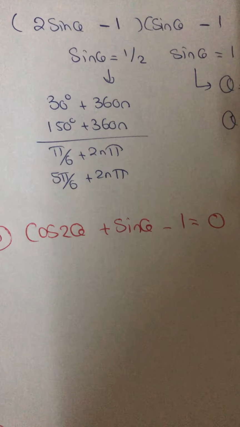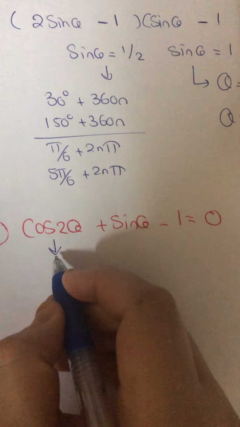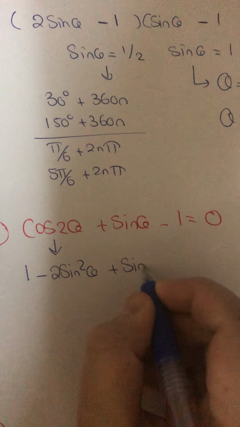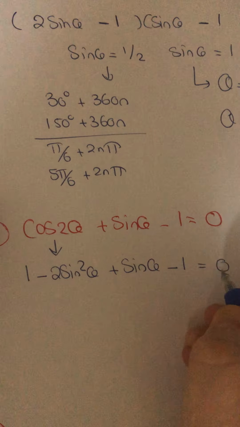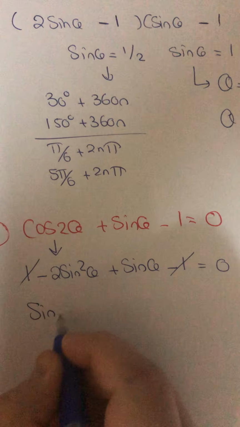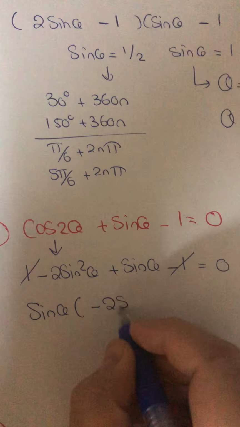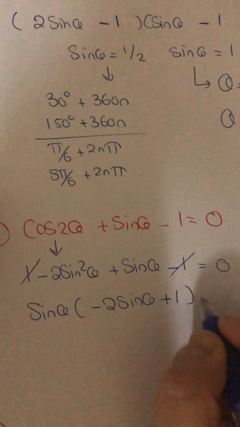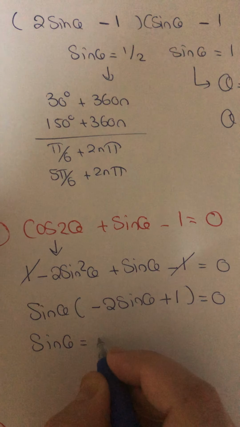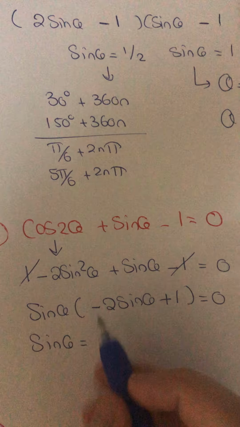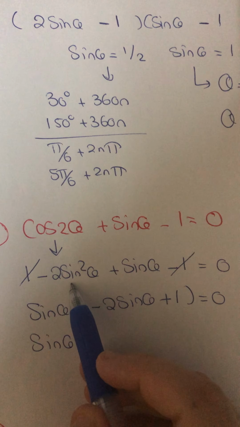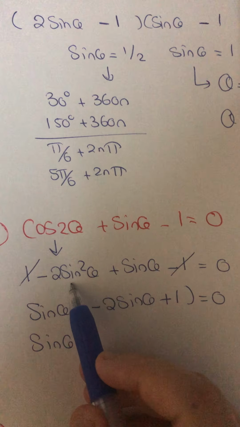And for this question, I can change this one to 1 minus 2 sine squared theta plus sine theta minus 1 equals 0. This cancels this. I can take sine theta common factor outside. I'll be left here with minus 2 sine theta plus 1 equals 0. So either sine theta equals, sine squared, it's not 1 minus 2 sine squared theta. Wait, this is number, yeah, I'm right.